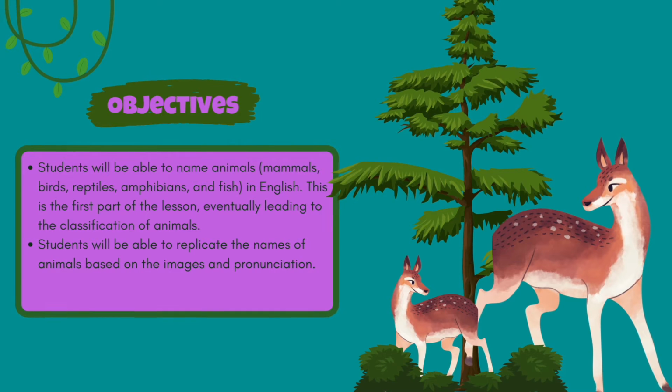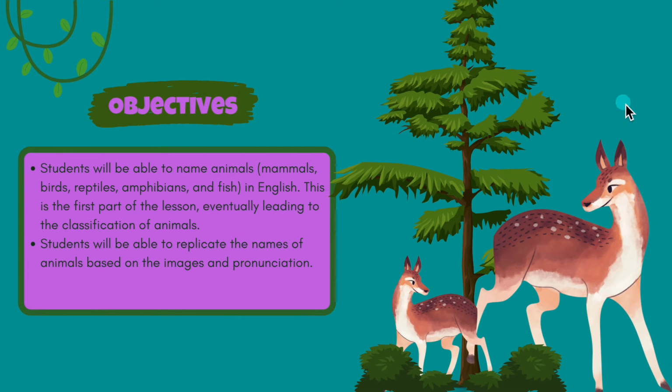Here are the main objectives covered in these plans. Students will be able to name the animals, mammals, birds, reptiles, amphibians, and fish in English. This starts off with the first part of the lesson, and then it eventually leads to the classification of animals. And students will be able to replicate the names of animals based on the images and correct pronunciation.